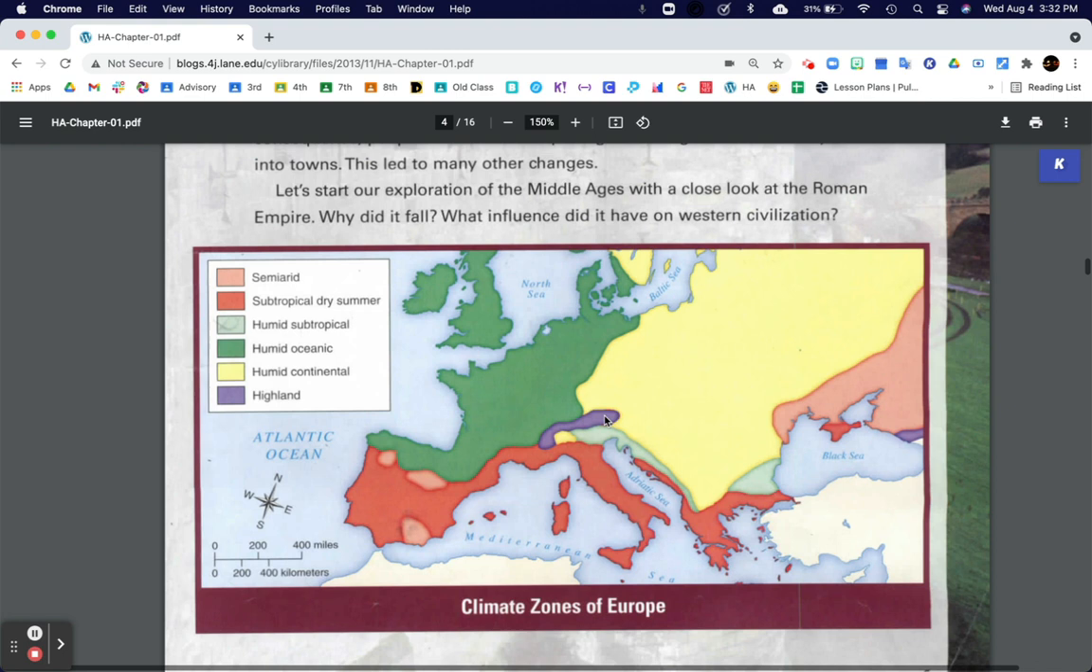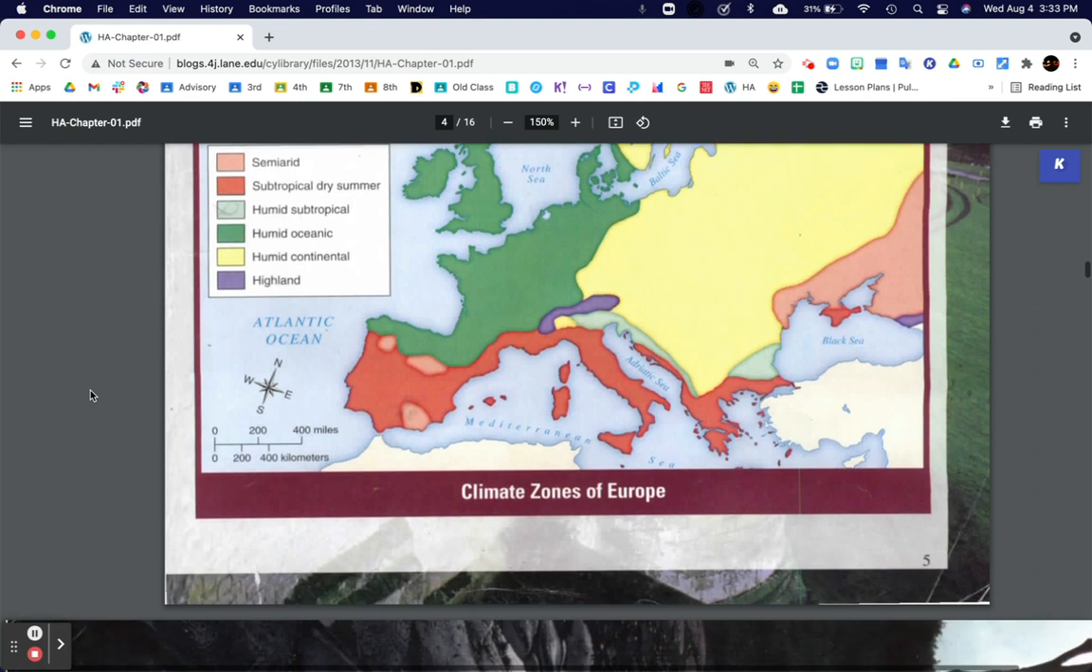All right, we've got the highlands here, a little bit there, which is the Alps. And then the yellow is humid continental. So that means that the air masses and the weather comes from continental parts of the world, not off the ocean. And way over here, we have semi-arid. So it's a little bit deserty. Not a lot, just semi.